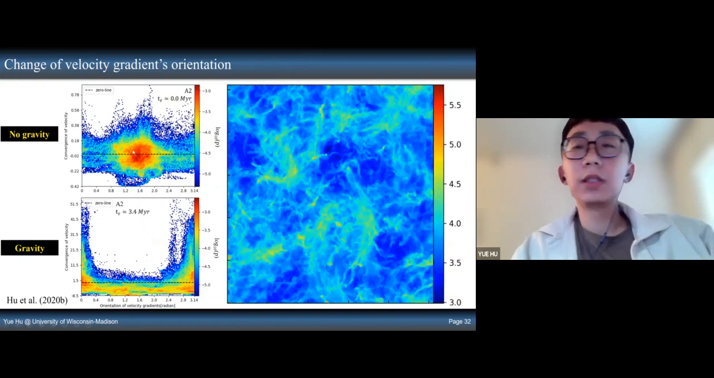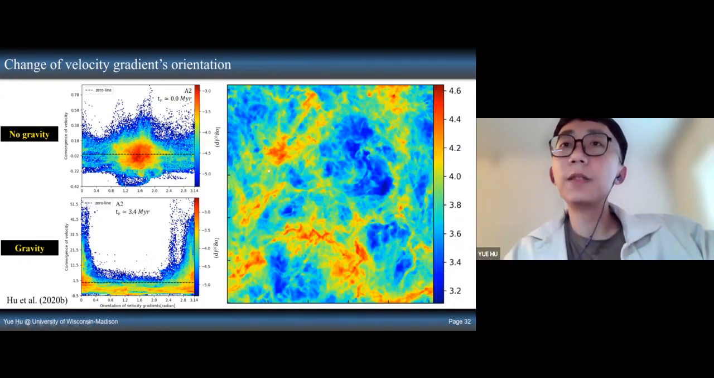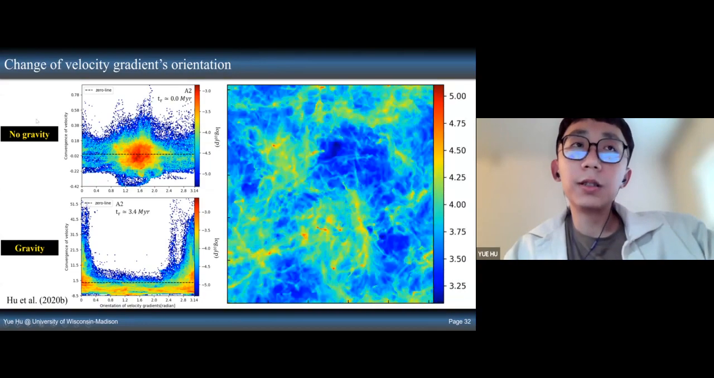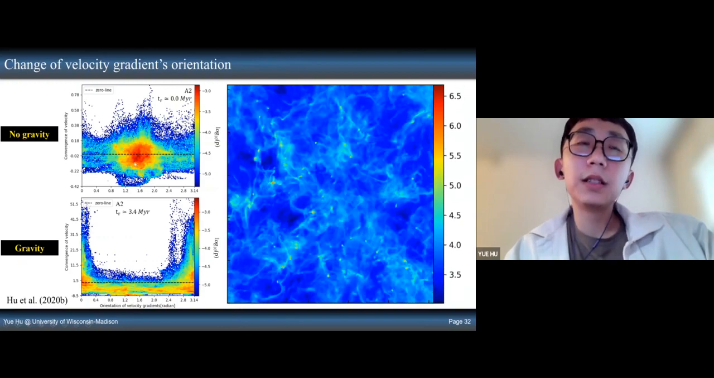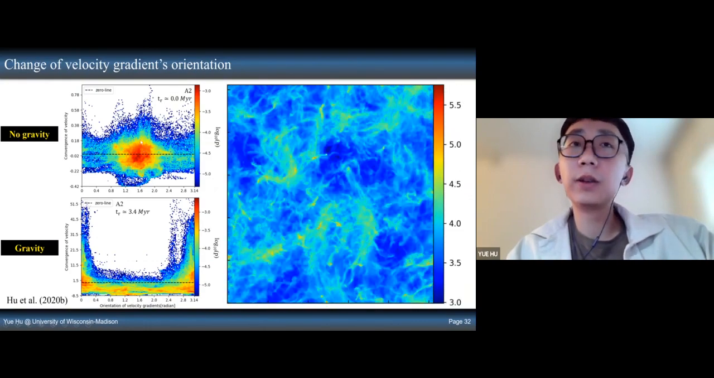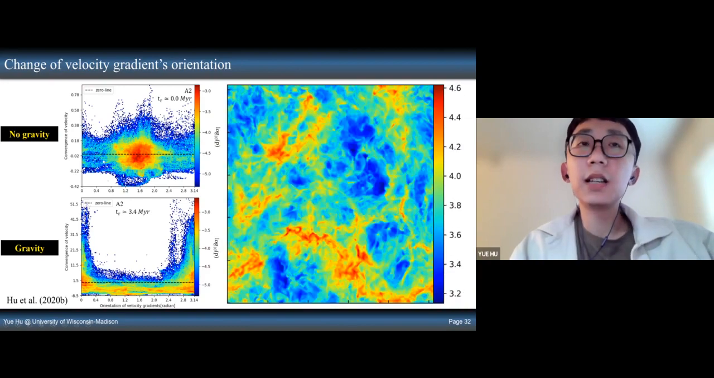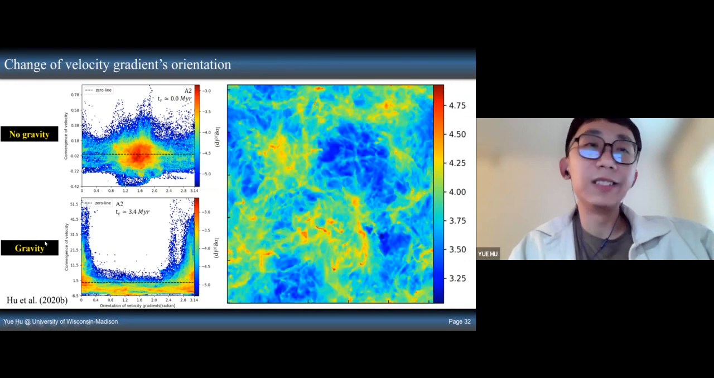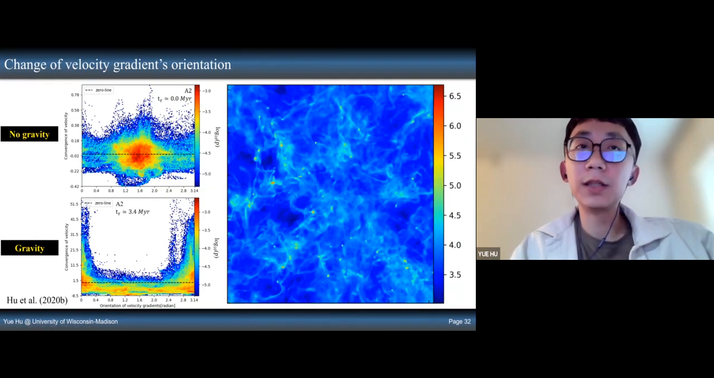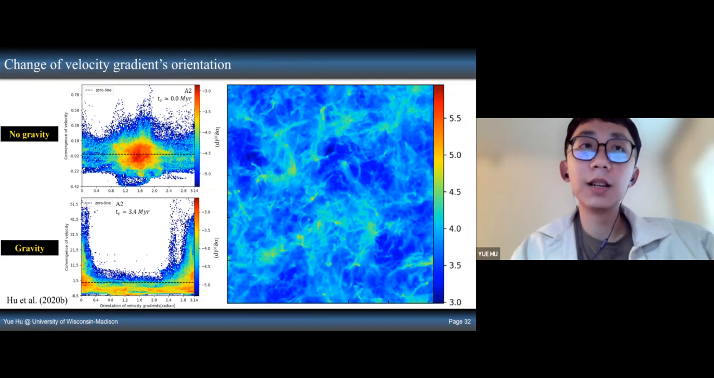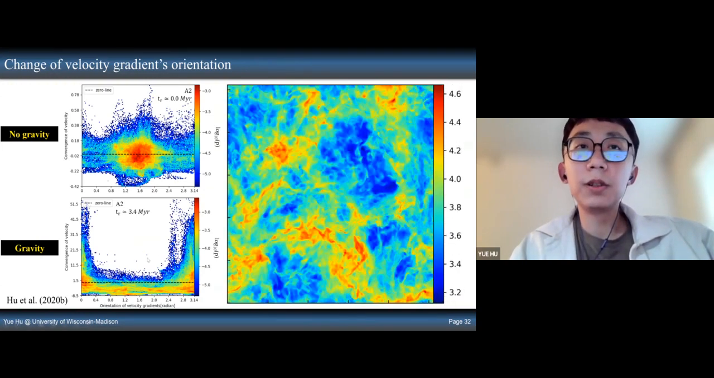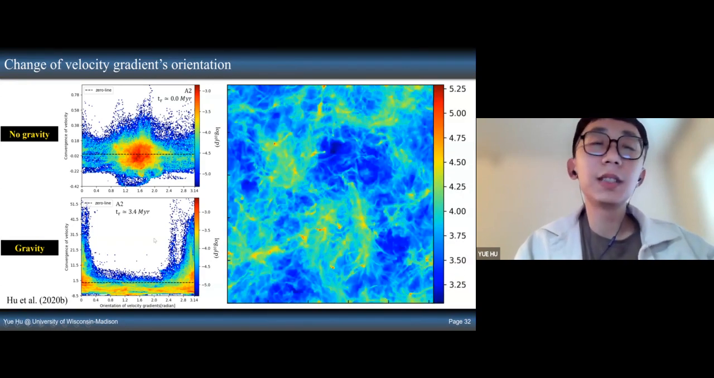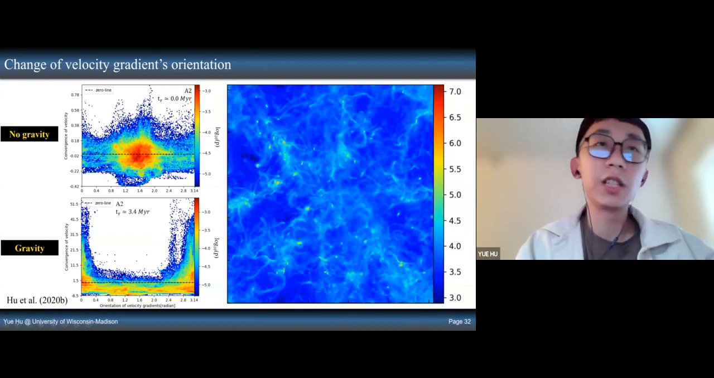And again, let's see what the numerical simulation can tell us. This is a star formation numerical simulation. If we don't have gravity, the histogram of the velocity gradient orientation is concentrated on a single value. But if we include gravity, at a later stage, when we have a significant gravitational collapse, the histogram also shifts, from the center to the left and the right. That means the velocity gradient orientation is changed by 90 degrees.